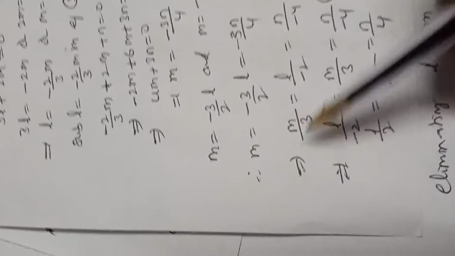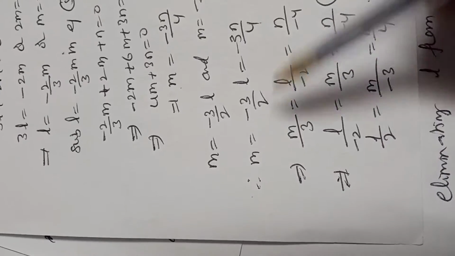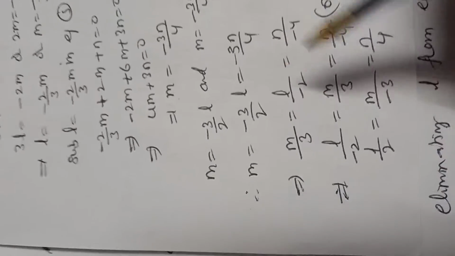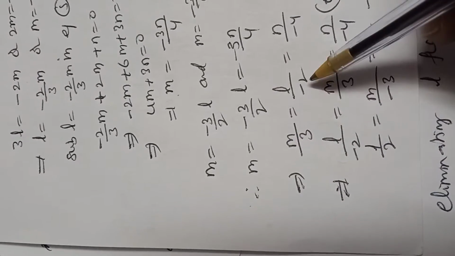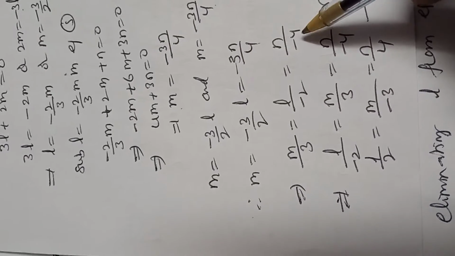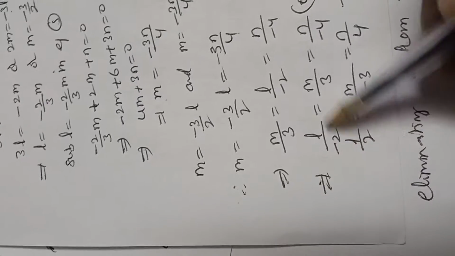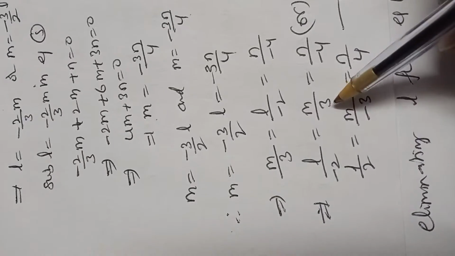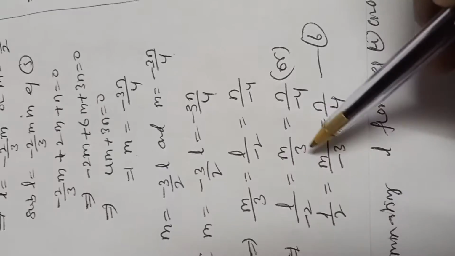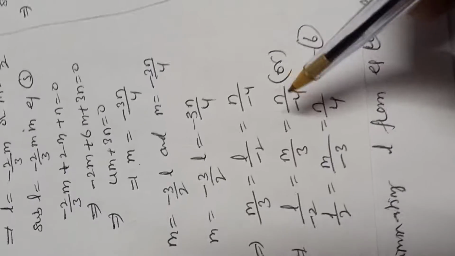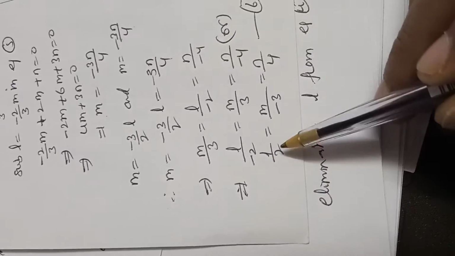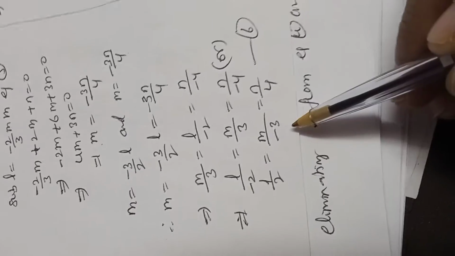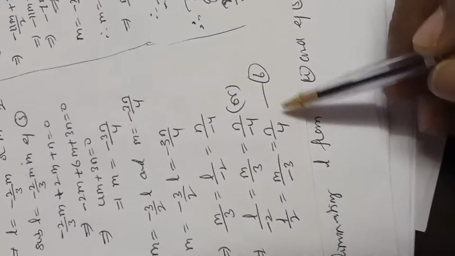Right? Now, we are writing in a proper order and throughout dividing by minus 3. m by 3 is equal to l by minus 2 is equal to n by minus 4. We are writing in a proper order: l by minus 2 is equal to m by 3 is equal to n by minus 4. Throughout we are multiplying by a minus sign: l by 2 is equal to m by minus 3 is equal to n by 4. We call that equation number 6.